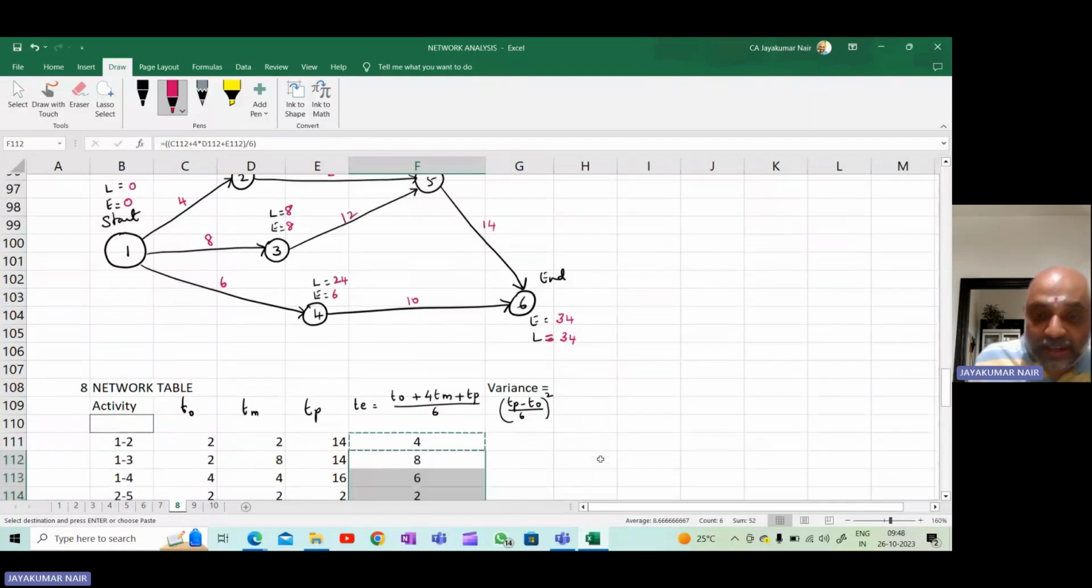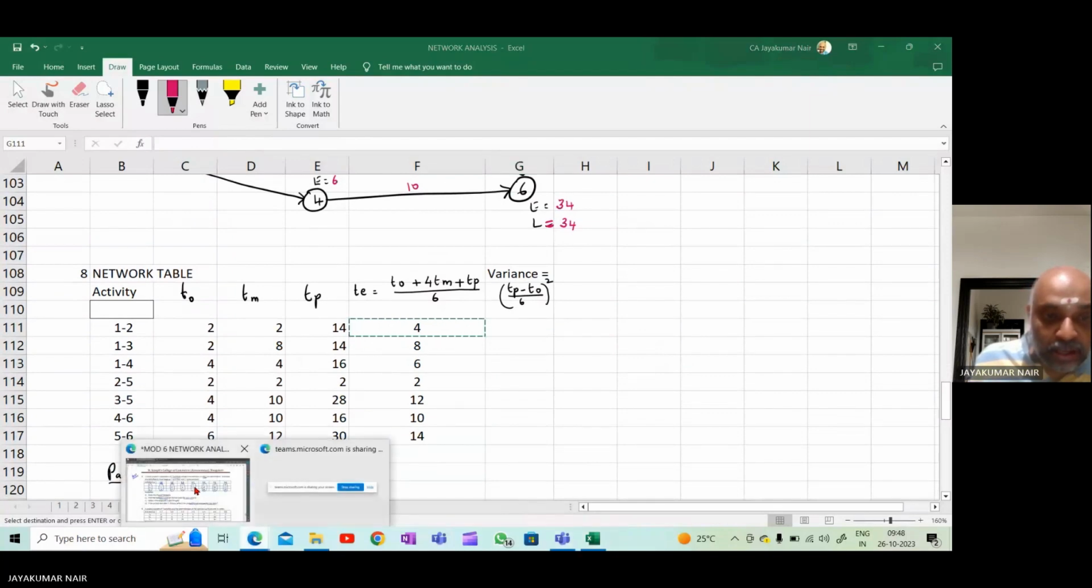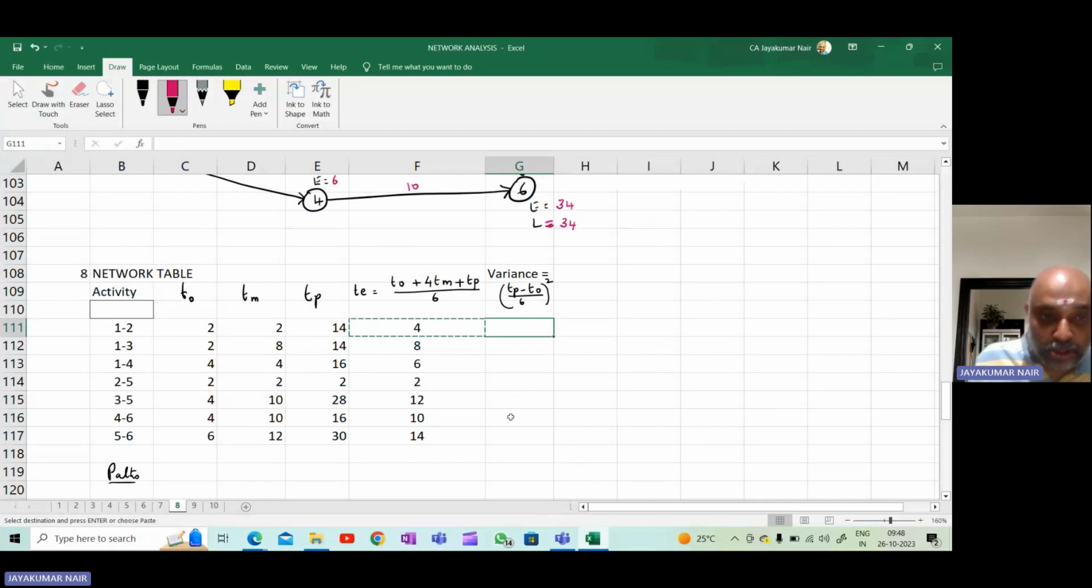Now we will calculate the variance. Because they have asked you to draw the project network, we have drawn the project network. What is the expected duration? So we will find out the expected duration.